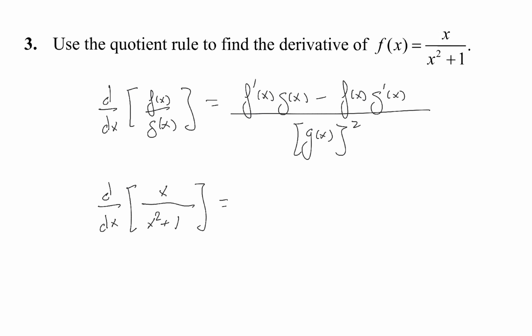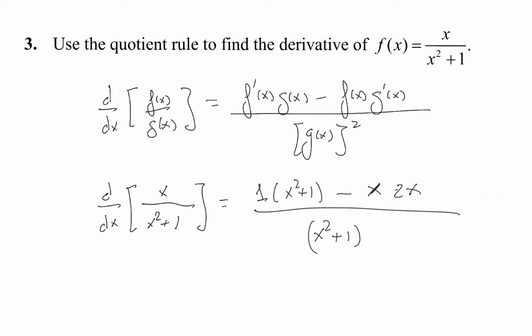Use the quotient rule to find the derivative of this function. We do the derivative of the first multiplied by the second, minus the first multiplied by the derivative of the second, divided by the denominator, g of x, squared. Let's do it. What is the derivative of the first? 1. What is g of x, the denominator? x squared plus 1. Minus f of x. What is f of x? x. What is the derivative of g of x? It is 2x. Divided by g of x squared.